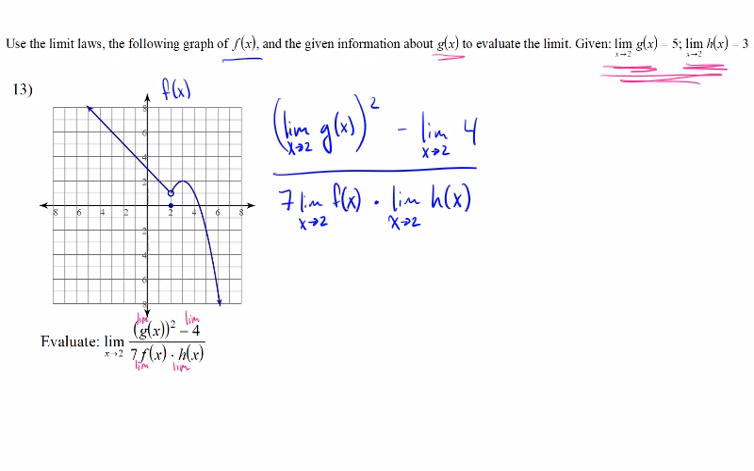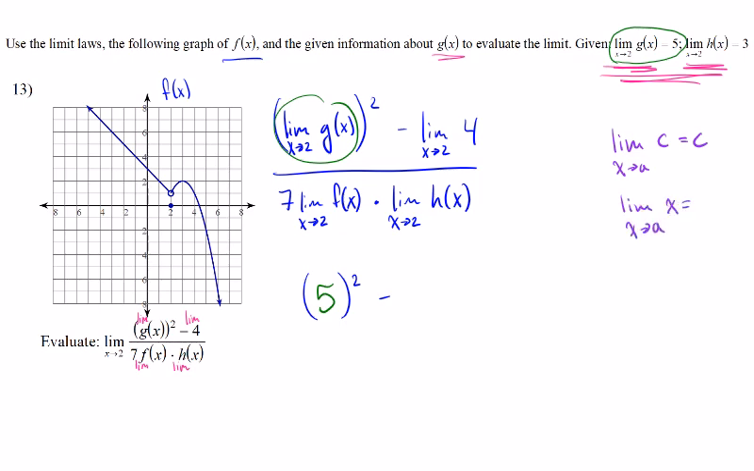All right, so the benefit of this is now we know what this equals, right? Let me color code this. So the limit as x approaches 2 of g of x is this value right here. So I'm going to put in a 5 right there. So this will be 5 squared, right? Minus this one we know. Remember, the limit as x approaches a of a constant is just the constant, right? Also remember the limit as x approaches a of x is just a, right? So those are kind of our fundamental laws. So I know this is going to turn into 4.